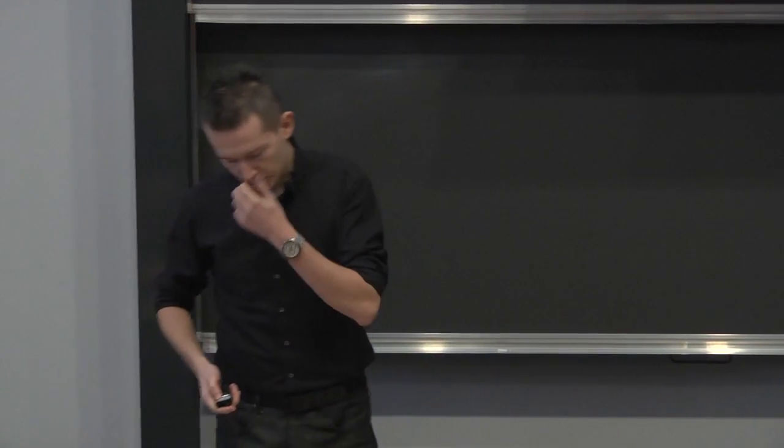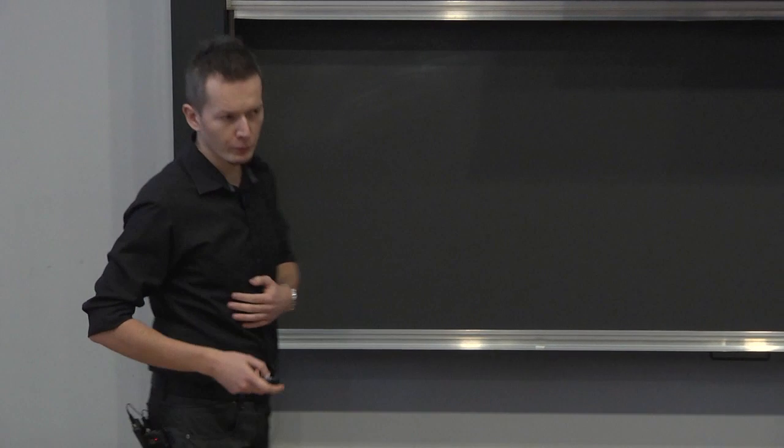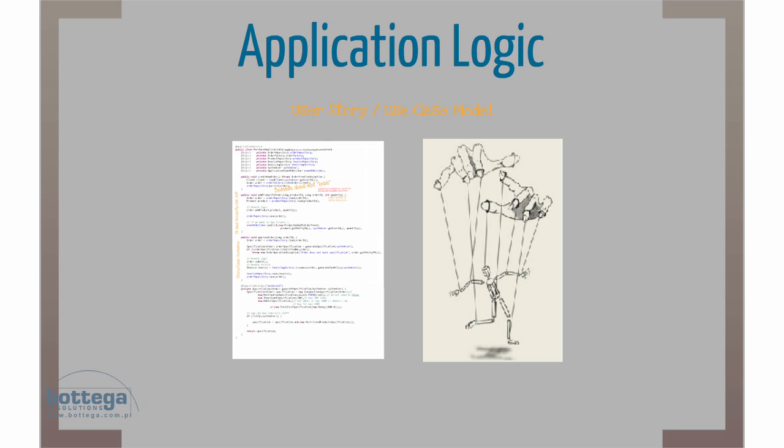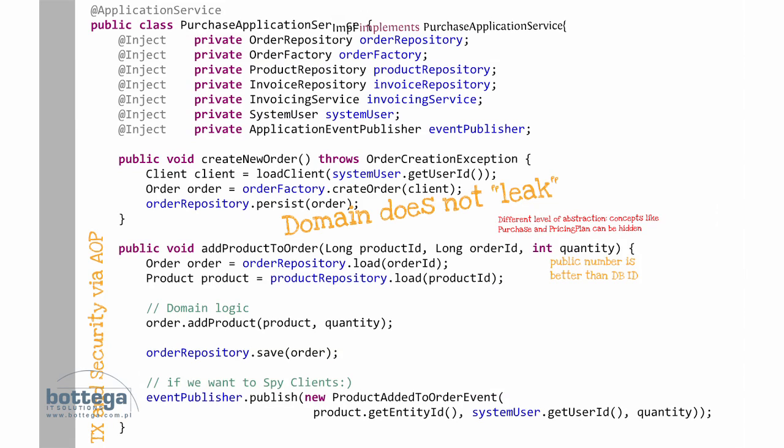So our application logic, you can think about it with this metaphor of an animator. The animator knows the story and uses domain actors to perform the whole business. So we have sample steps, add product to the order. So we specify which product, which order, and the quantity. As you can see, the domain does not leak above this layer.